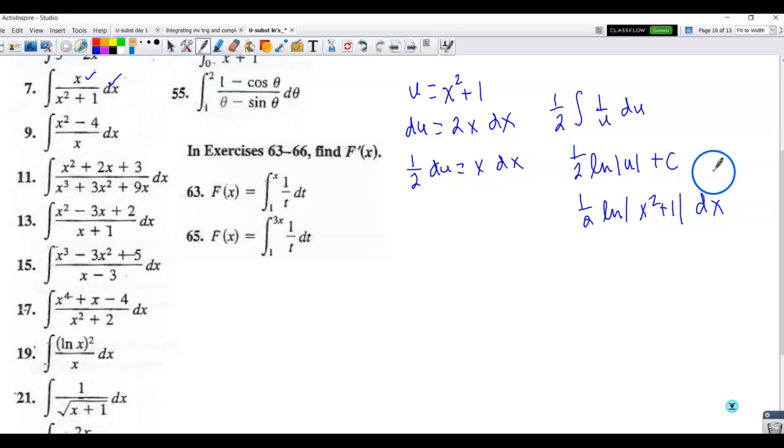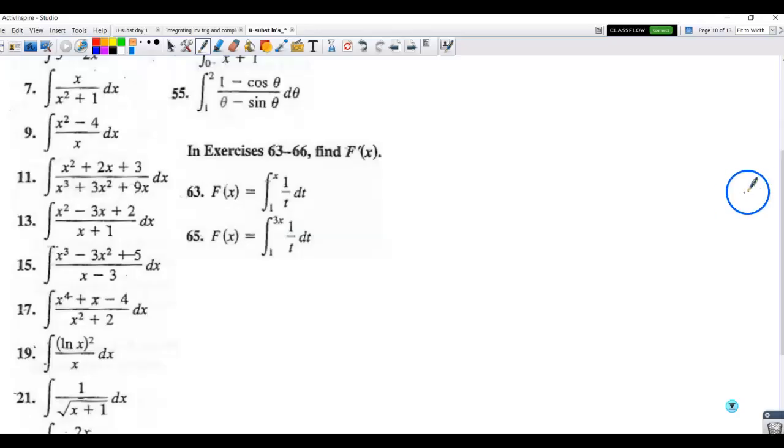In this case, you could actually drop the absolute values. You don't have to, but since we have x squared plus 1, regardless of the value we substitute for x and add 1, that would remain positive, but you don't have to drop them. I just want you to think about things like that. All right, that was number 7. Let's go on to number 9.